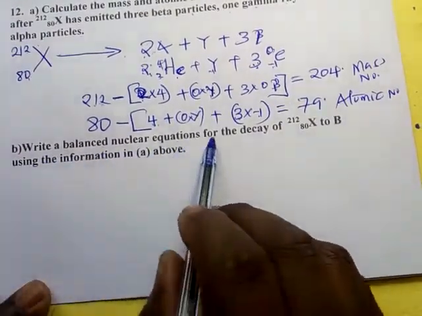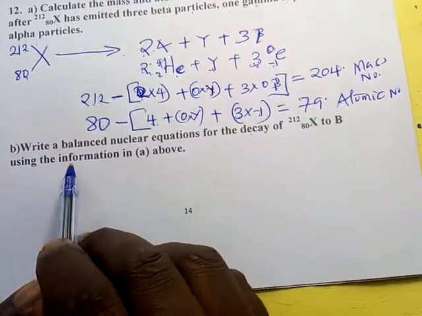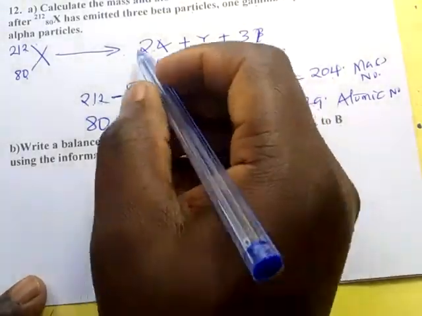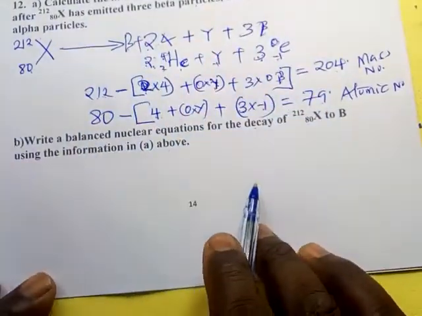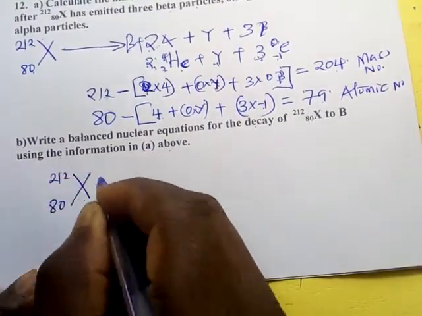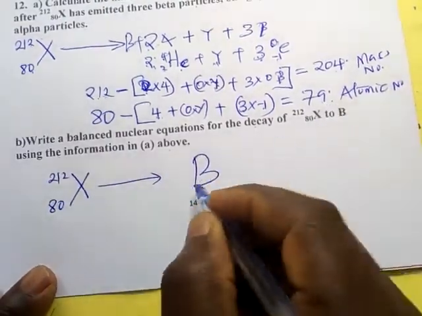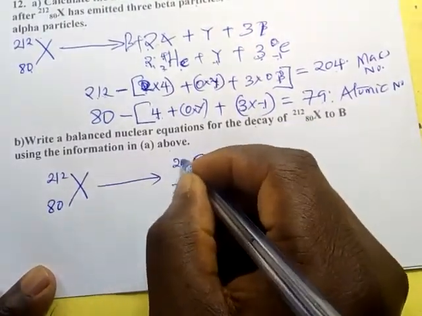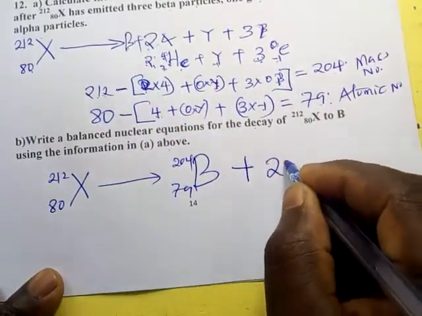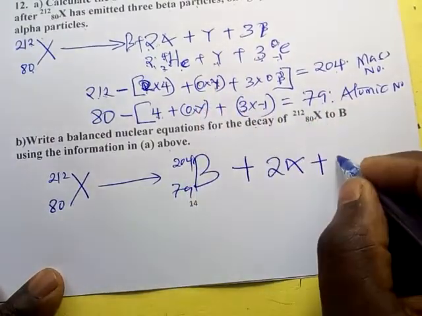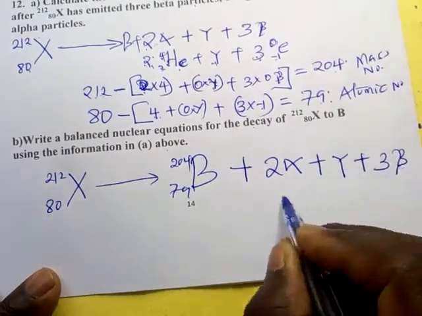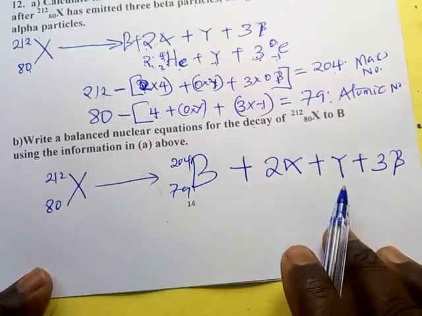Write a balanced nuclear equation for the decay of this using the information above. Now that we have the atomic number and the mass number, we can complete this equation. So now we have X 80, 212 forming B 79, 204 plus how many alpha? 2 alpha plus 1 gamma plus 3 beta, and that is the equation.